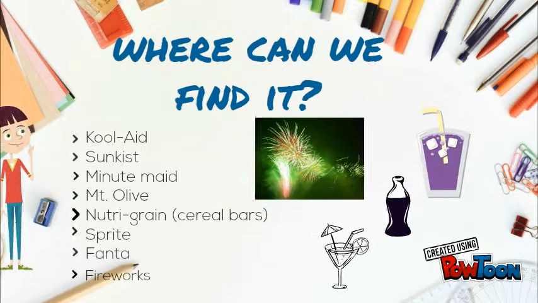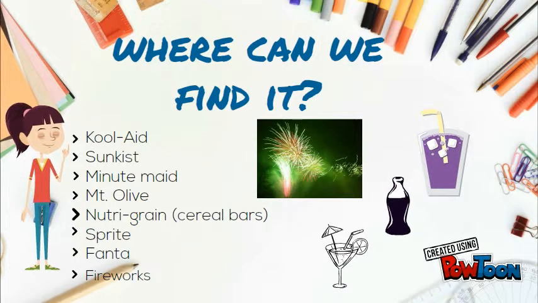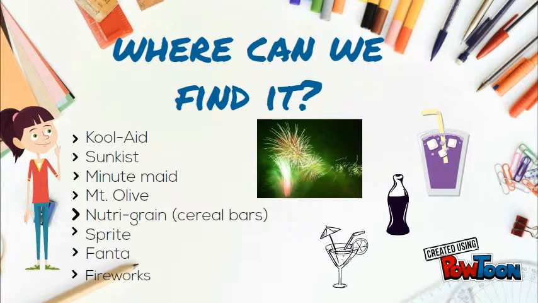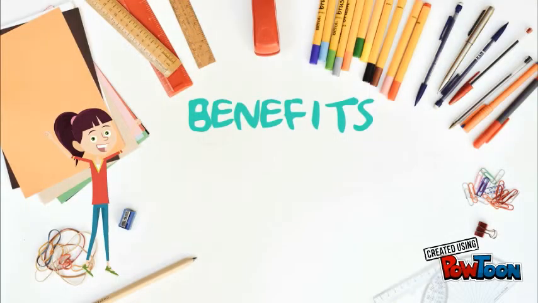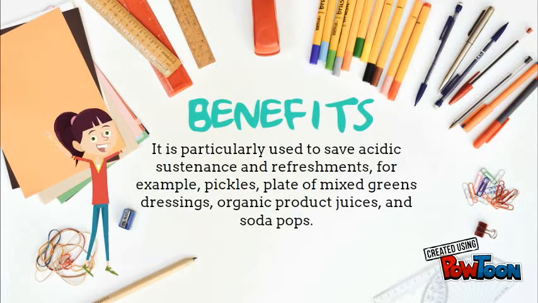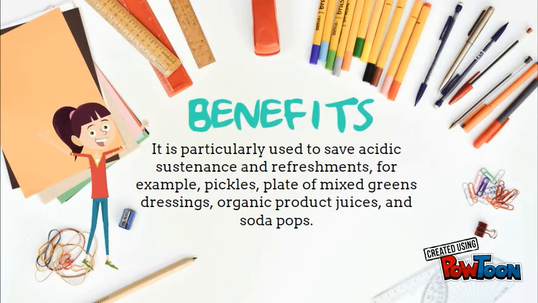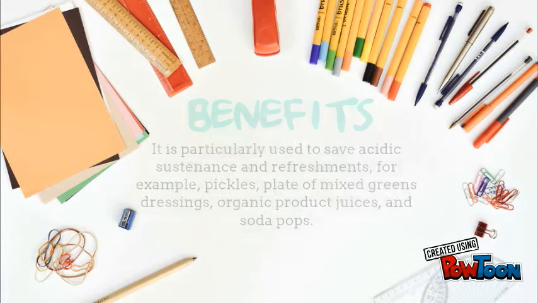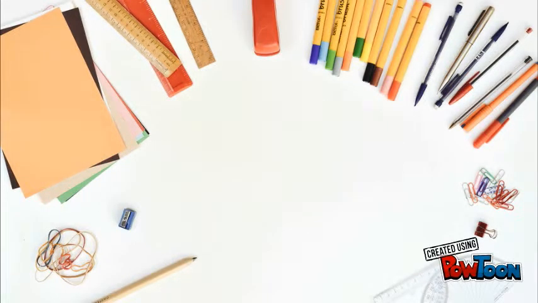Where can we find it? Kool-Aid, Sunkist, Minute Maid, Mount Olive, Nutri-Grain, cereal bars, Sprite, Fanta. Fireworks. Benefits. It is particularly used to preserve acidic foods and beverages, for example, pickles, salad dressings, fruit juices, and soda pops.